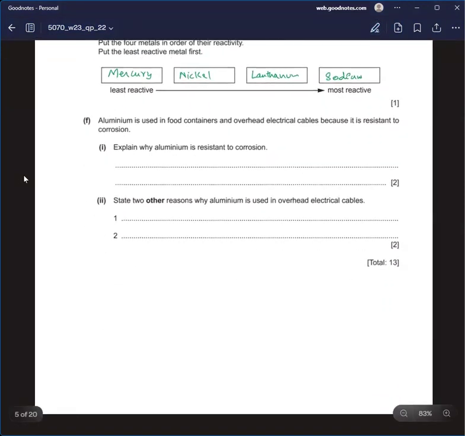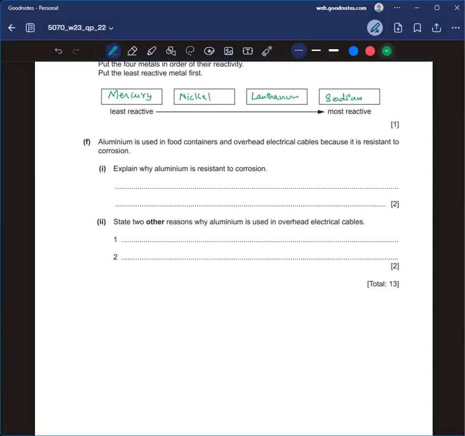All right. Let's move towards the next question. Aluminium is used in food containers and overhead electrical cables because it is resistant to corrosion. Part 1, explain why aluminium is resistant to corrosion. Okay, so we know that aluminium forms an oxide layer. So I'll just write that. It's for 2 marks, so I have to write 2 points.